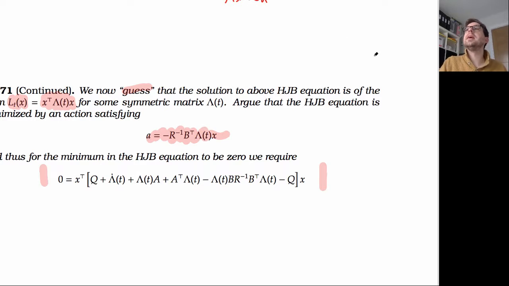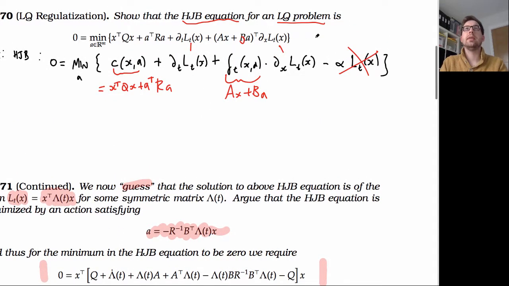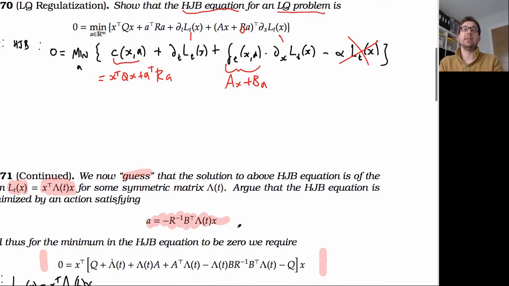Oops, let me just get my pen back. All right, so the answer to this. We said that L_t(x) = x^T Λ_t x is our form of the solution in our HJB equation up here. So what do we need? We need essentially to get this partial derivative here and this partial derivative there. So we need the partial derivative with respect to time and then the partial derivatives with respect to x, the space component.